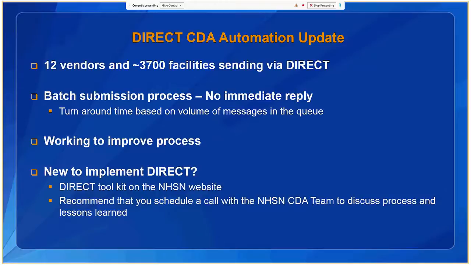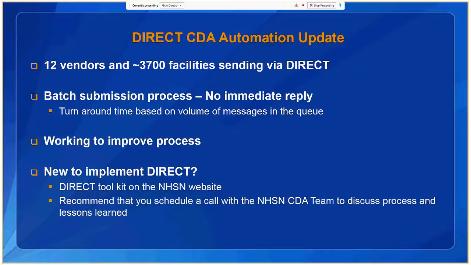Now for a few general NHSN updates. So direct CDA automation, right now we have 12 vendors and approximately 3,700 facilities. I think it's actually 37 plus, sending via direct CDA automation. Batch submission process, there's no immediate reply. The turnaround time is based on the volume of the messages in the queue. We are continuously working to improve the process.